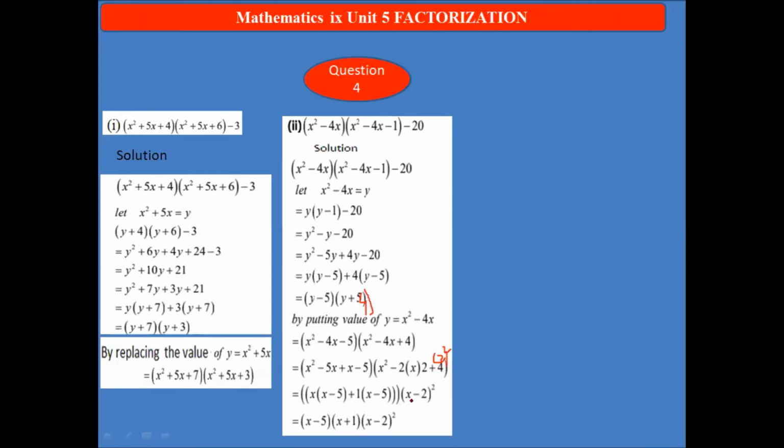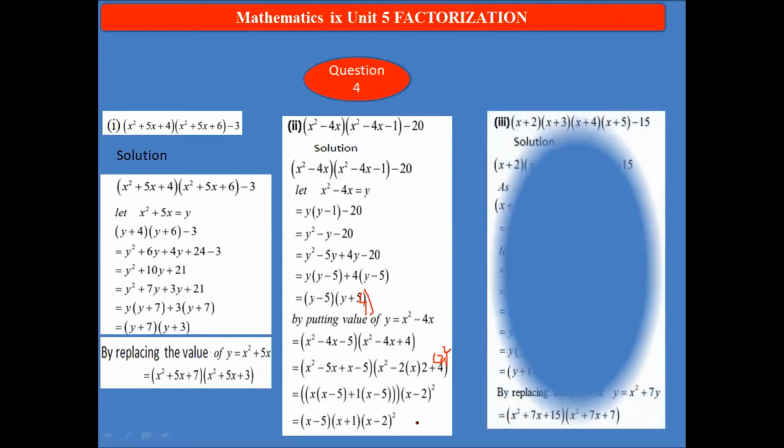So this can be written as x minus 2 whole square, and from here we can take x as a common. So we have x minus 5, and from these last two terms we have 1 as a common. So we have x minus 5. So we can write this as x minus 5 and x plus 1, and this is x minus 2 whole square. So this is the required solution.